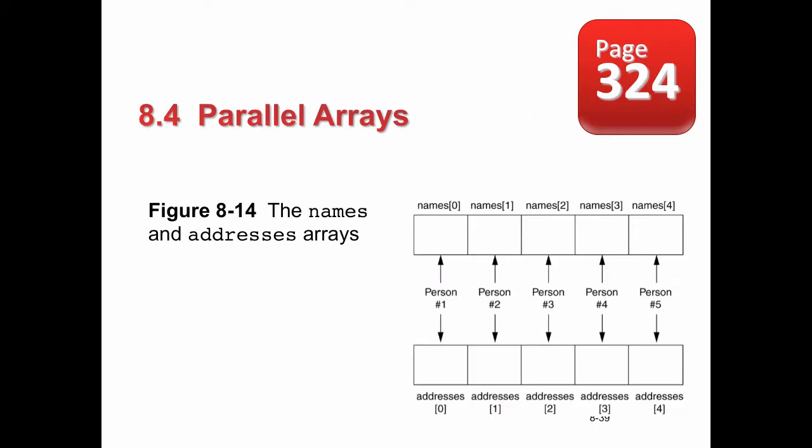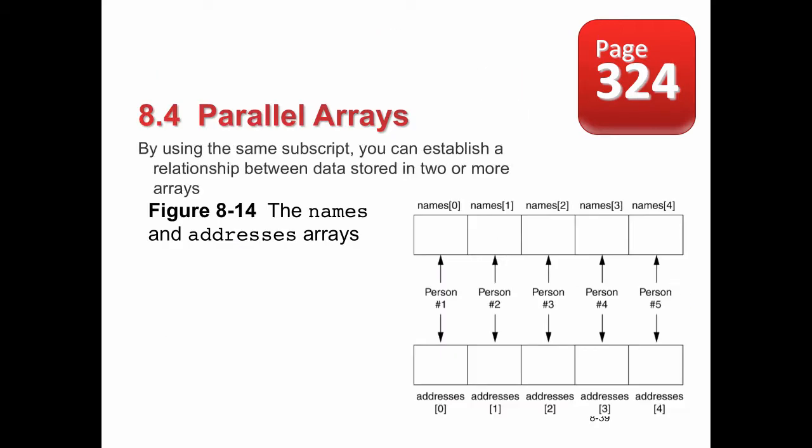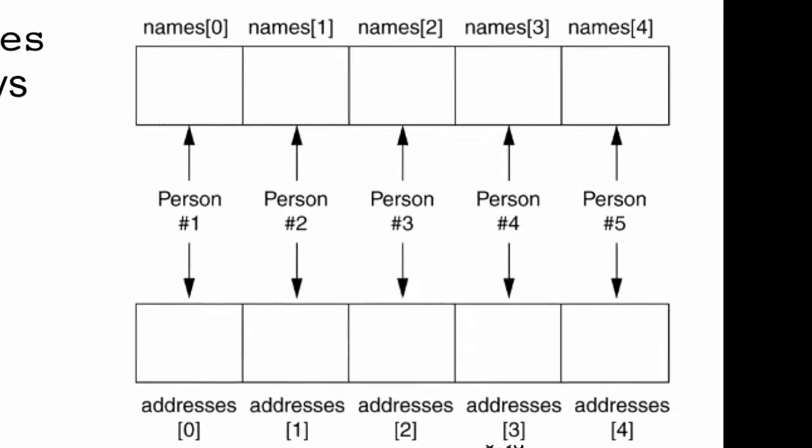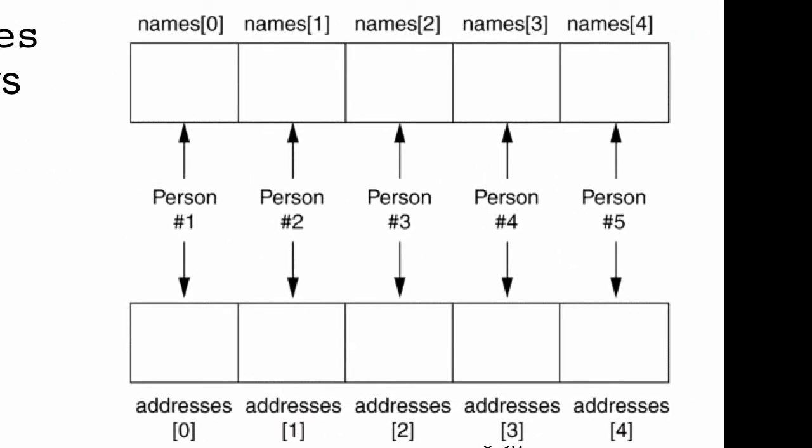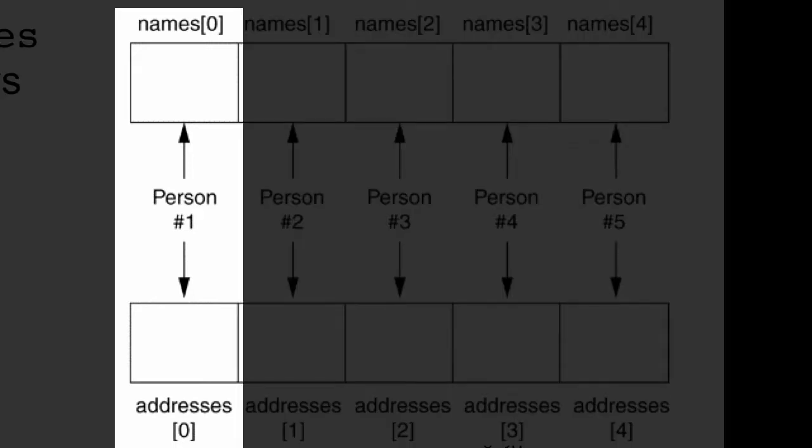Parallel arrays are really cool. What we do then is we create 2 arrays. In this case, we have the names array and we have the addresses array. Notice they're both plural. And how do we know that person 1 actually owns the element in the names array 0 and the addresses array 0? Well, the only thing in common is the 0.